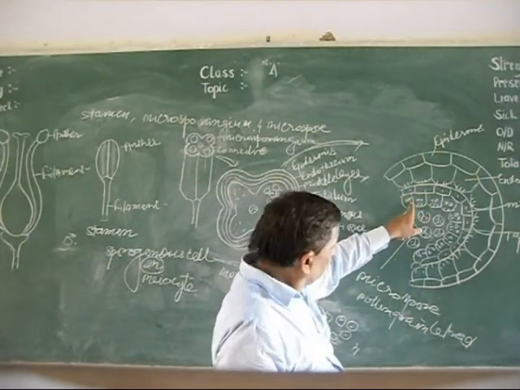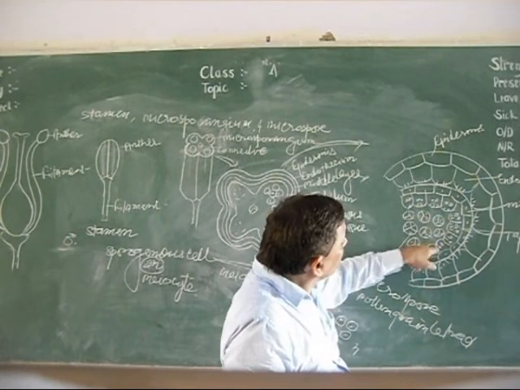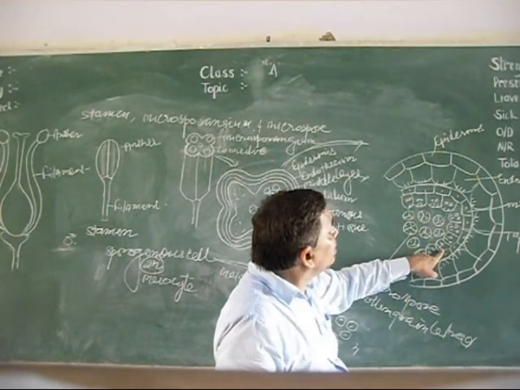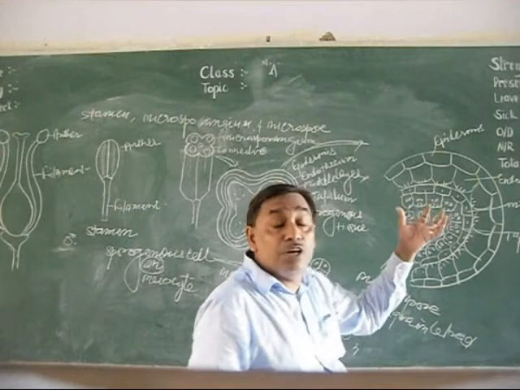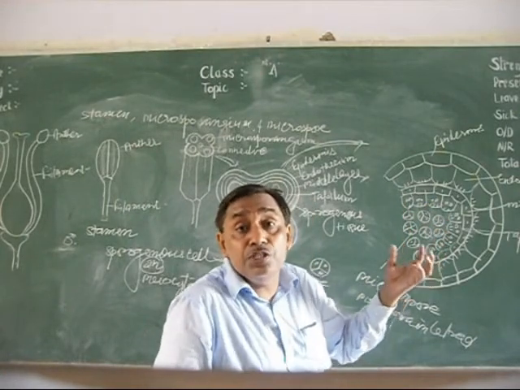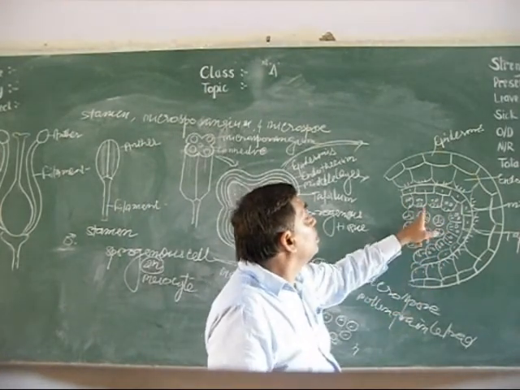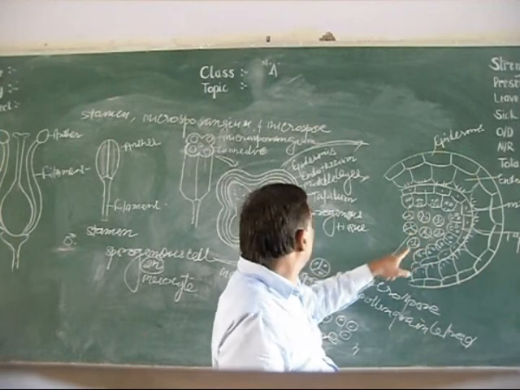But the inner layer is called the tapetum. It is binucleated, you can see. It contains a reserve amount of stored material, abundant stored food material, to provide nutrients for the developing pollen grain.